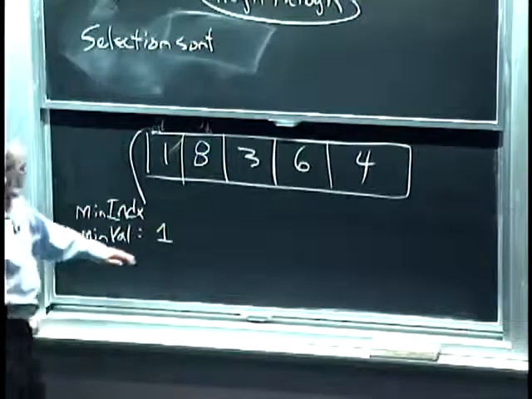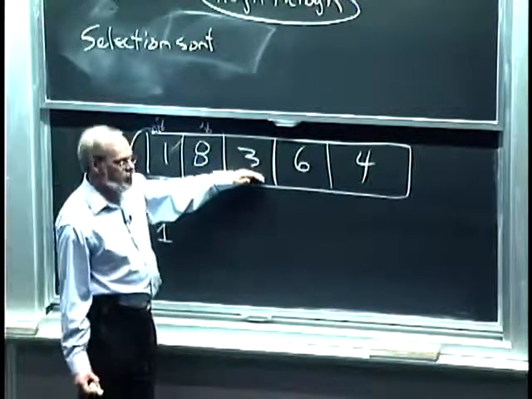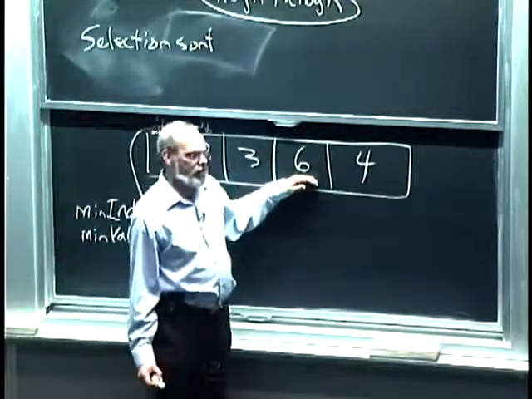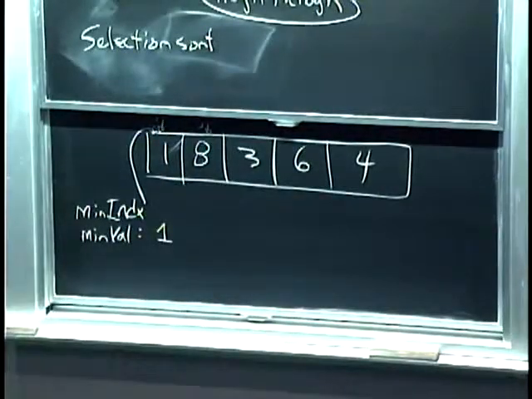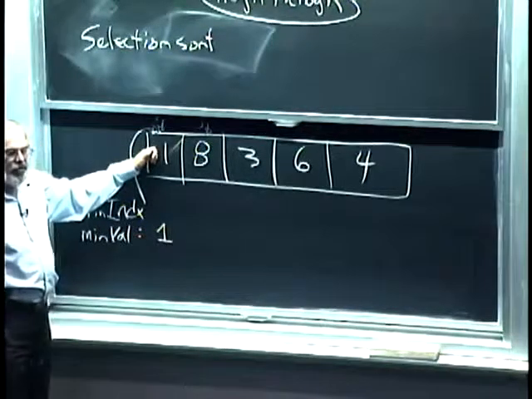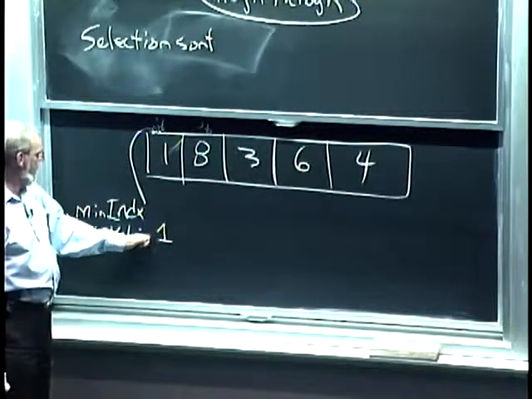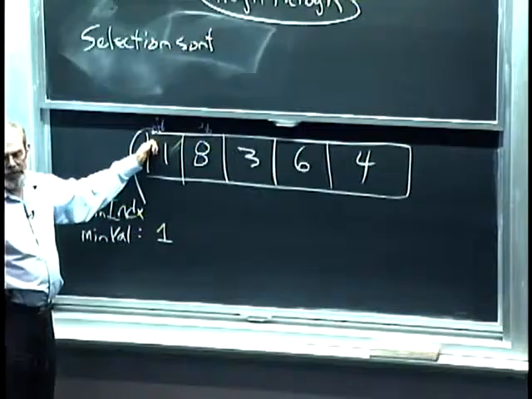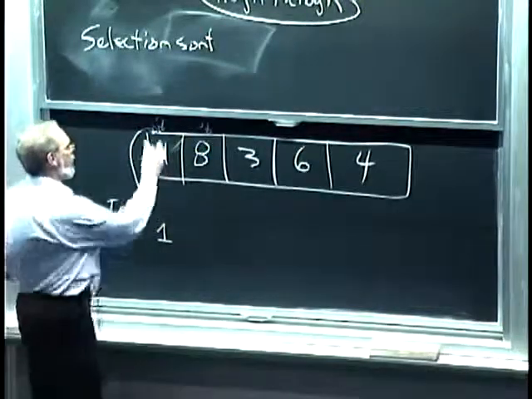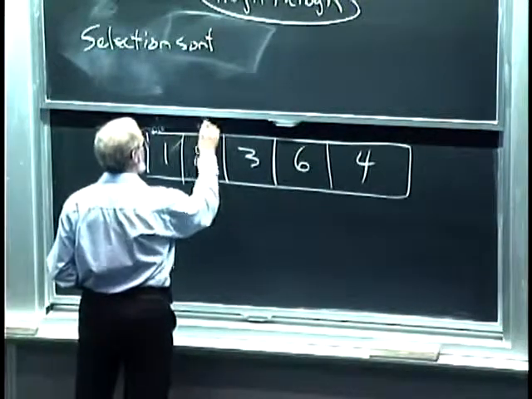Min value is 1. Is 1 bigger than 8? No. I move j up. Is 1 bigger than 3? No. 1 bigger than 6? No. 1 bigger than 4? No. I get to the end of the loop, and I actually do a little bit of wasted motion there. The wasted motion is, I take the value at I, store it away temporarily, take the value where min index is pointing to, put it back in there, and then swap it around. Okay, having done that, let's move I up to here.